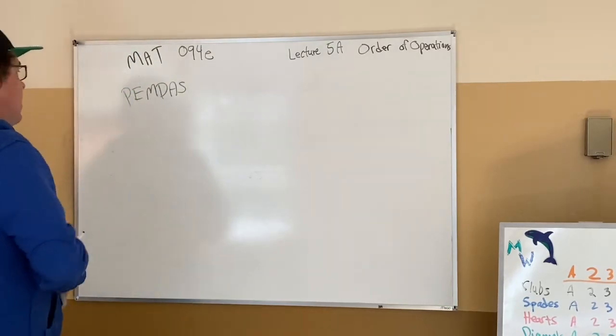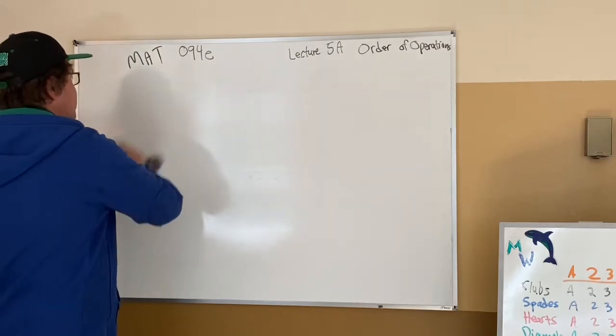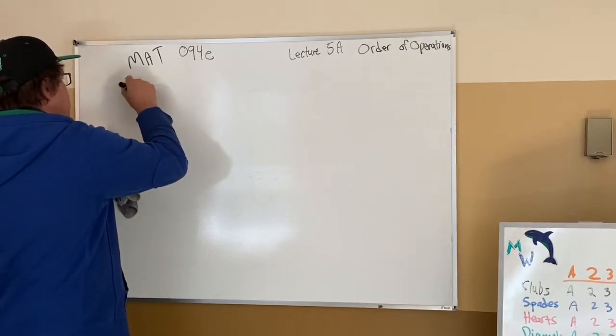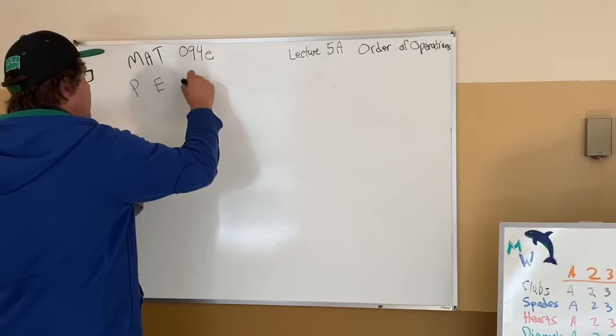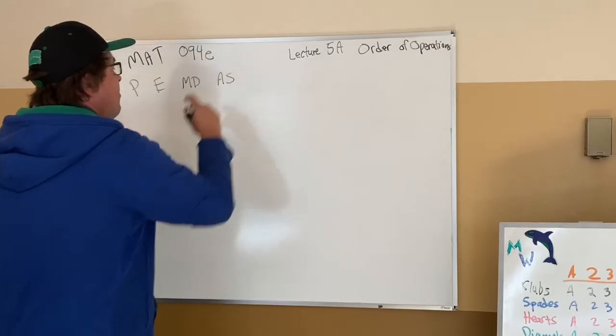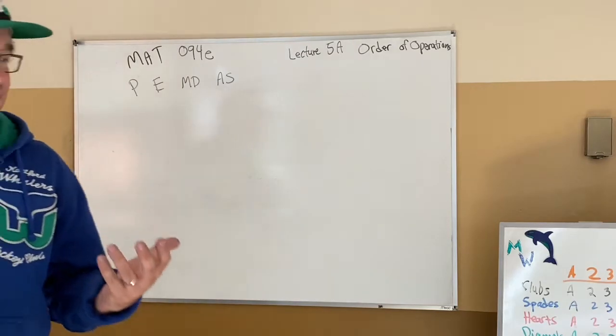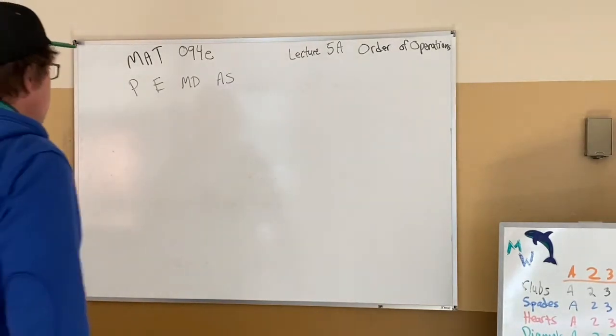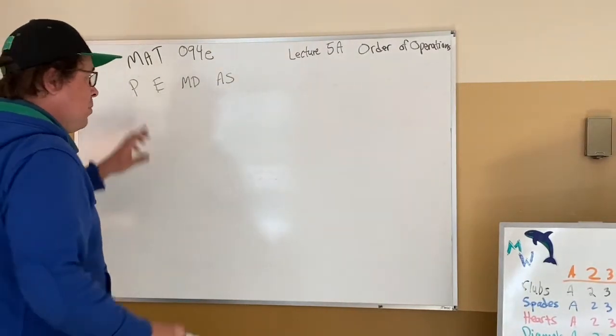It's good that you have the letters in space, but some of these are clustered together. It should be P, then space, then E, then space, then MD, then space, because they have powers of like their importance or their priority. What we're going to do is we're going to take care of all these parentheses.